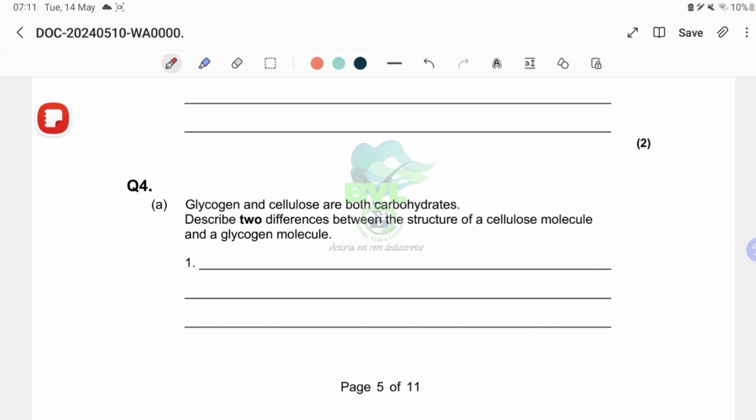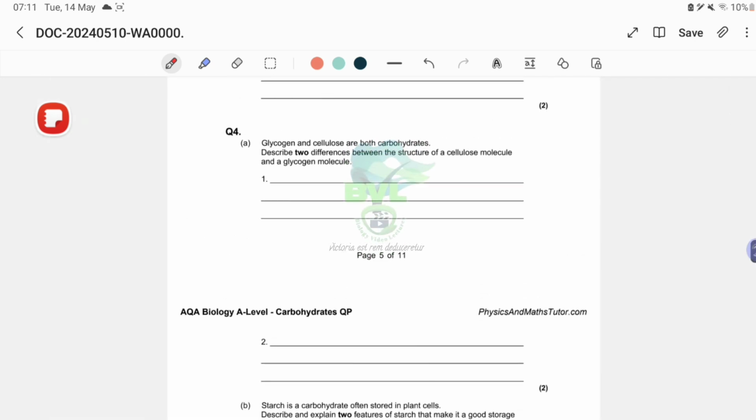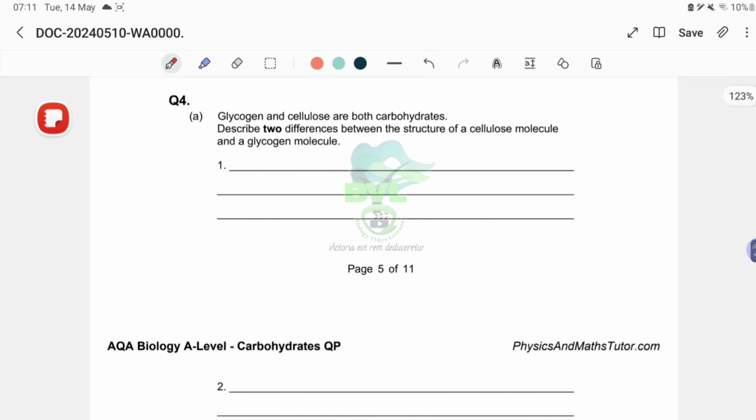Thank you. Now, glycogen and cellulose are both carbohydrates. Describe two differences between these carbohydrates. In this case, these carbohydrates are polysaccharides. So the difference between cellulose and glycogen. Pause the video here and see what you can do. That's a 2 marker as well. So the differences they have in structure.